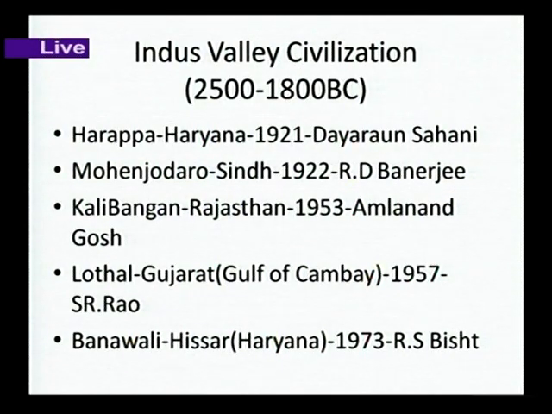Now, I will talk about the Indus Valley civilization. It started from 2500 to 1800 BC. The name itself says Indus Valley civilization. This civilization existed near the river Indus. Because it existed near the river Indus, the name Indus came, and these people lived for a long period, that is 2500 to 1800 BC.